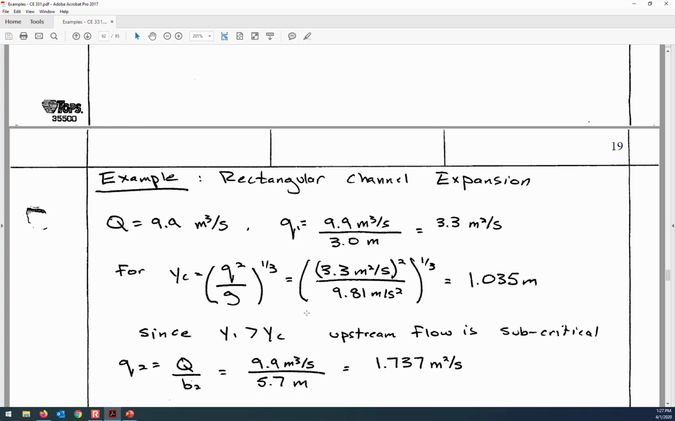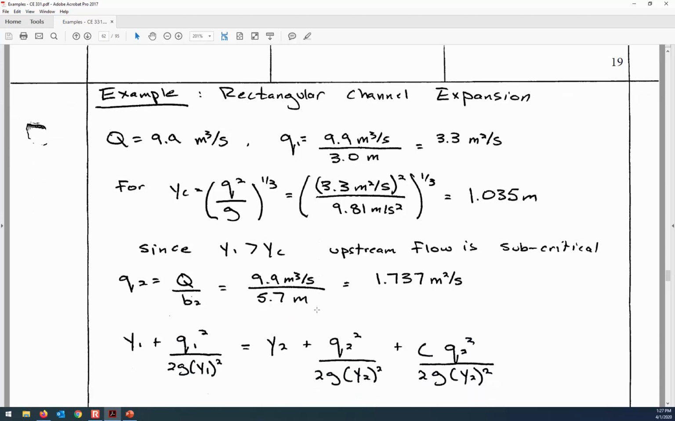So that is 1.737 meters squared per second. So that's the flow per unit width downstream. And from that we can now substitute into the energy equation.